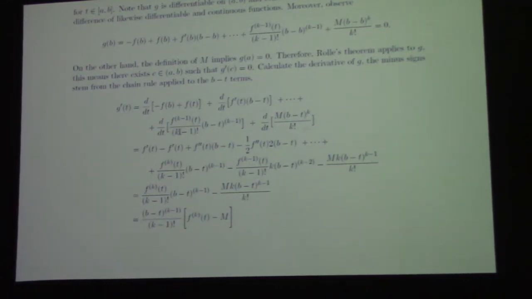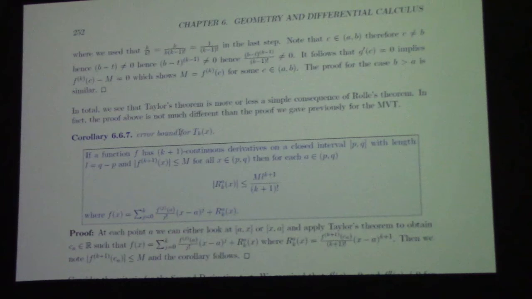And what did Rolle's theorem say? Rolle's theorem says if g of a is equal to 0 and g of b is equal to 0, then there's somewhere between a and b such that g prime of c is 0, right? But this function g, the derivative, works out to be this. And to say that this derivative is 0 somewhere is tantamount to saying that there exists a c such that the kth derivative evaluated at c minus m is equal to 0, which is precisely the result which is needed. And then getting to the point here.